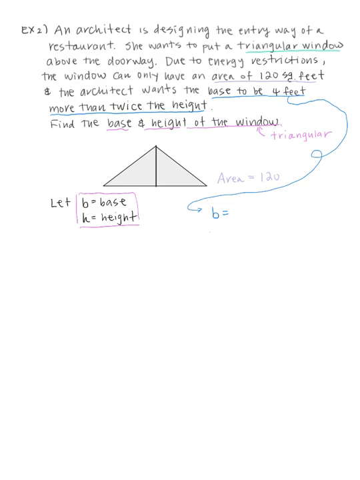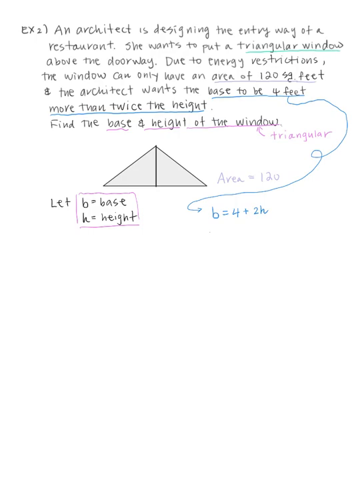So 4 more than, that's 4 plus, isn't it? Twice the height. So how do we write twice the height? That would be 2 times the H. Therefore, we have this equation: B equals 4 plus 2H. And the area must be 120.